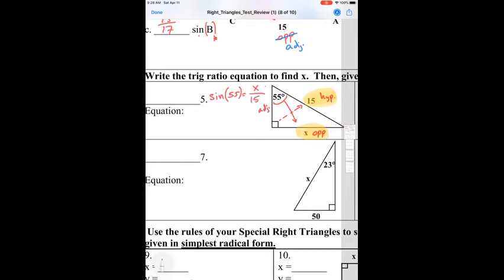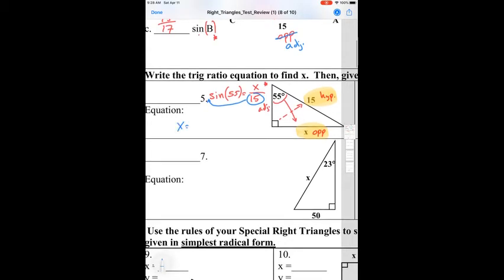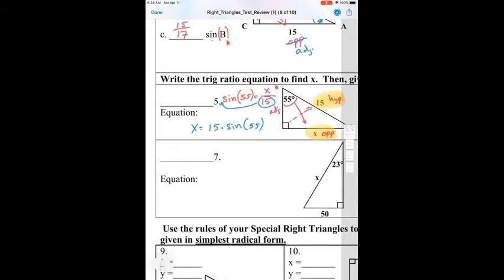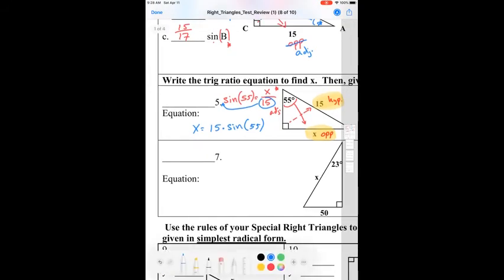Now remember, because x is in the numerator, the only thing we have to do to solve for x is take this 15 here and bring it to the front. And so in my calculator, my equation would look like x equals 15 times sine of 55. That's what I'm going to put in the calculator, and I get an answer of 12.3.